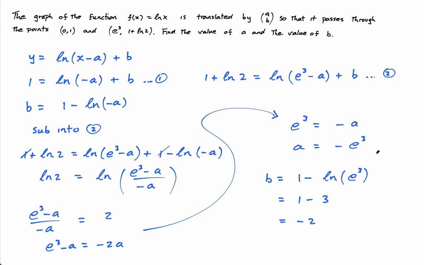So I have a equals this. And let me change the color. This is a, and this is b.